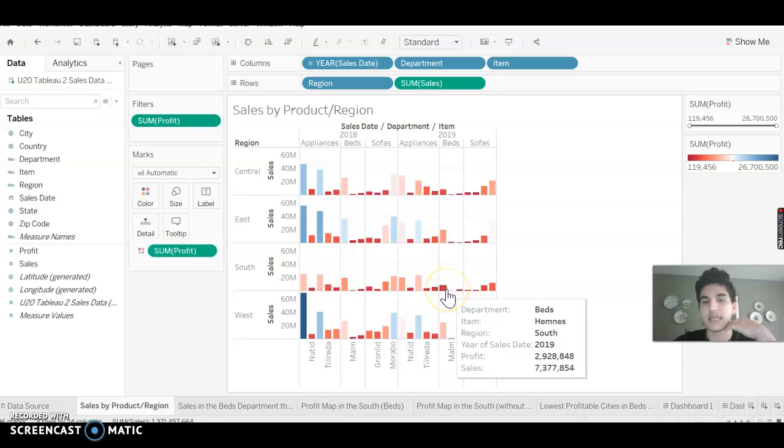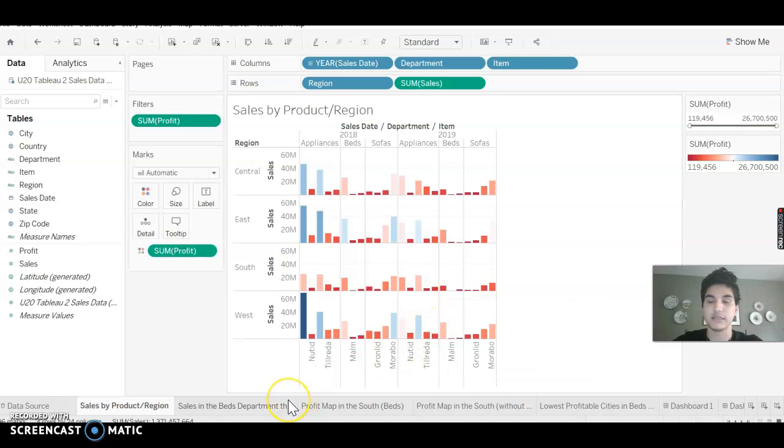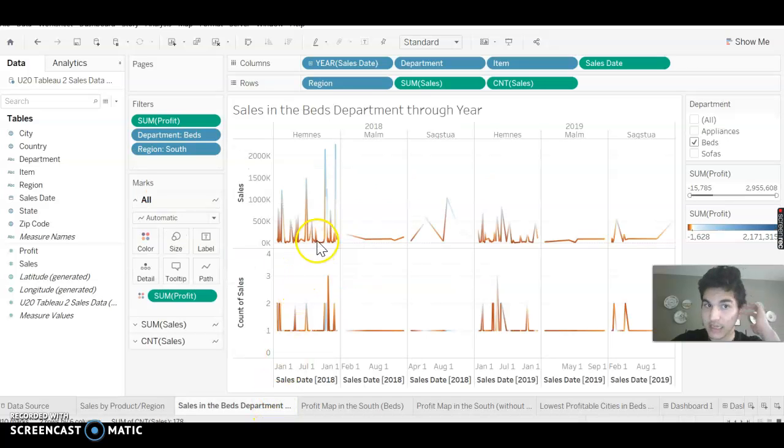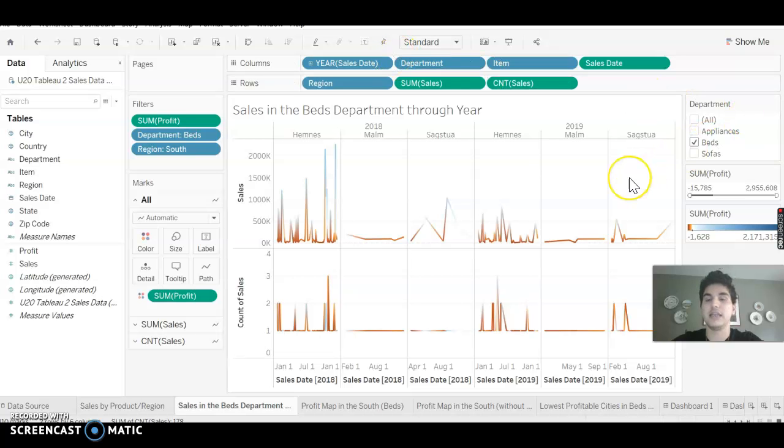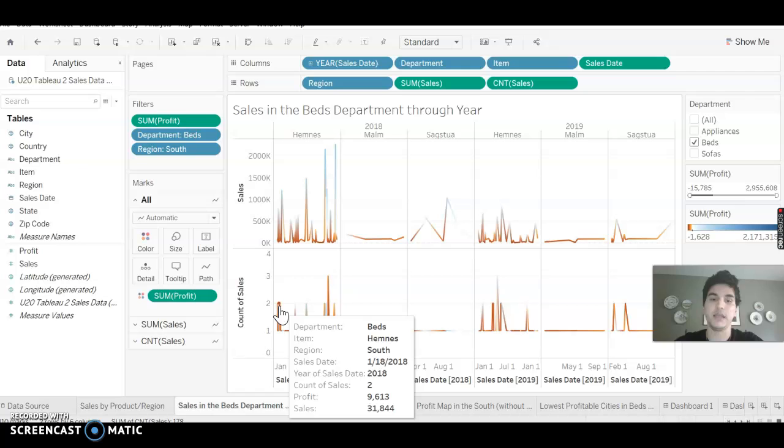So I decided to take a deeper look into this and see if I could find an interesting trend. Next I sorted by the sales and the beds department throughout the years, and also by different products. The company sells three different beds: Hemnes, Malm, and Saxtua. I did two different graphs here, one showing the amount of dollars in sales, and one showing the count of sales, so how many items they sold throughout the year.